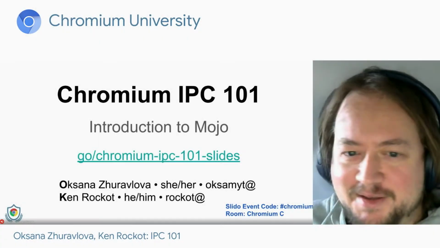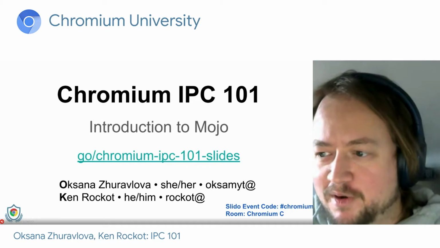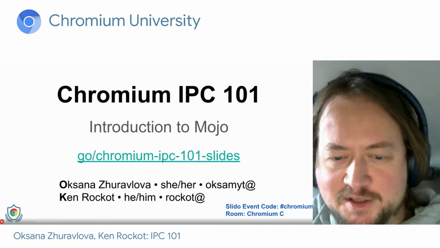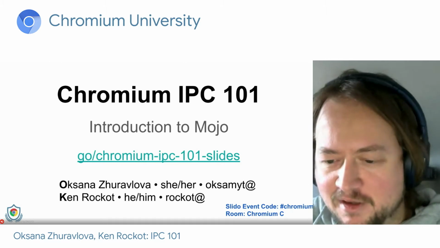Hi, everyone. This is the Chromium IPC 101 talk, Introduction to Mojo. If you're not familiar with the term IPC, this is inter-process communication. This is how Chrome's many different processes talk to each other.